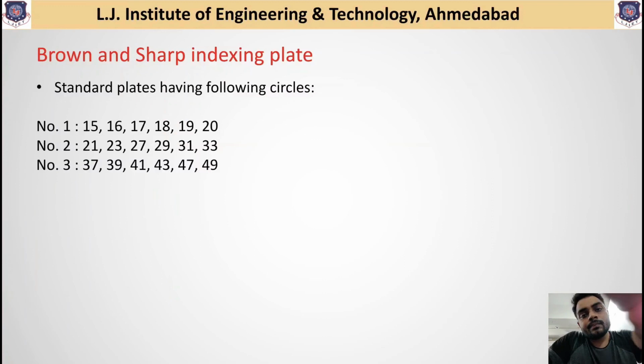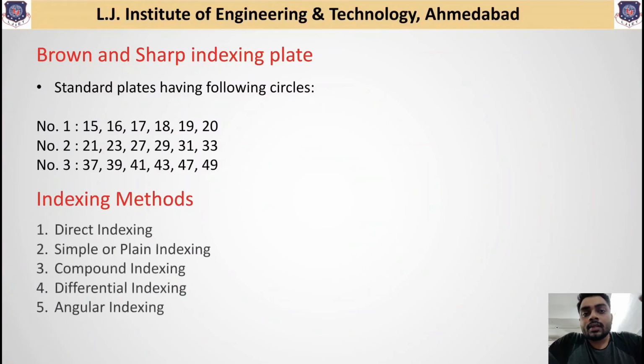And this indexing plate will be helpful to obtain different numbers of teeth on gears during a machining operation. And to obtain these different numbers of teeth on gears, there are different indexing methods available. The available methods are direct indexing, simple or plain indexing, compound indexing, differential indexing and angular indexing. And these different indexing methods we will study in our further lectures.